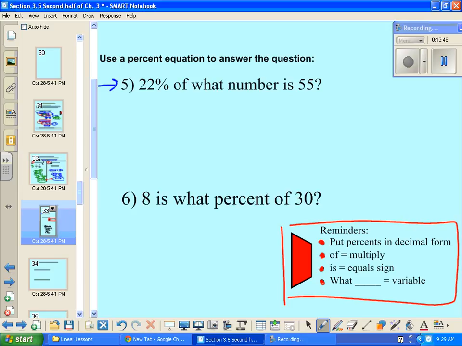I'm just going to go left to right here. I think we're getting the idea in terms of what everything stands for in our equation, but I'm going to go left to right to show you how easy these can be in terms of the setup. 22%.